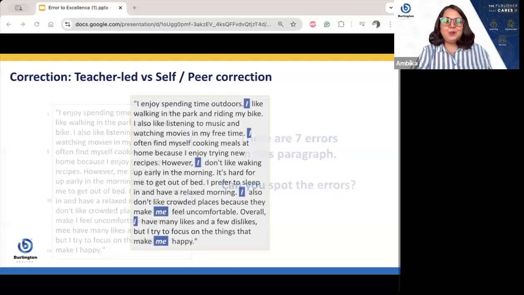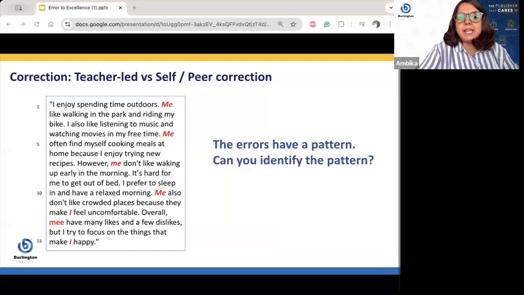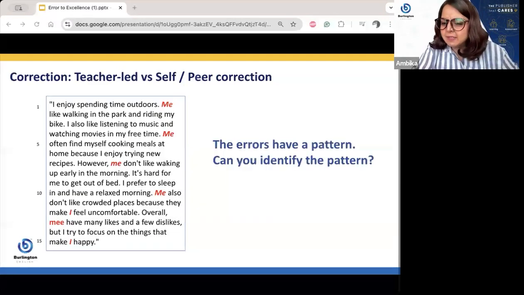Great. So, most of you have already addressed this. Can you see the answers now? Absolutely. Yes. Very good. Absolutely. So, if you notice here, can you tell me, is there a pattern in the errors? Is the student having a problem with any particular concept?